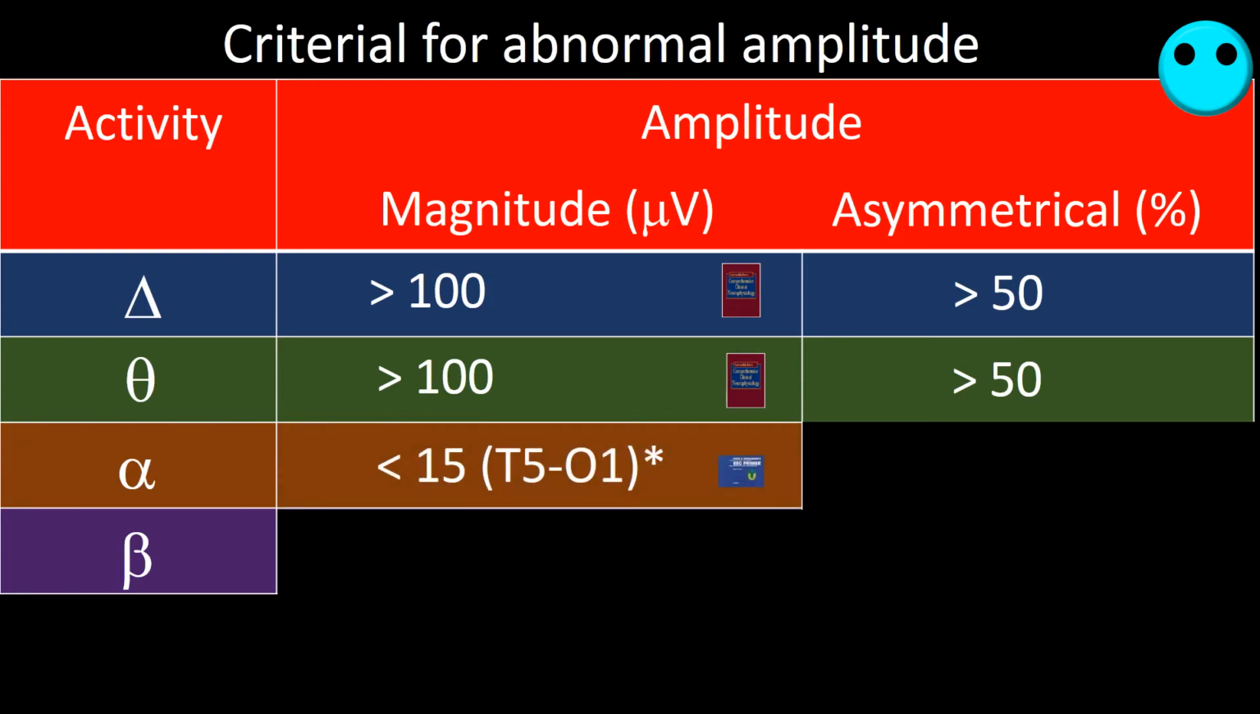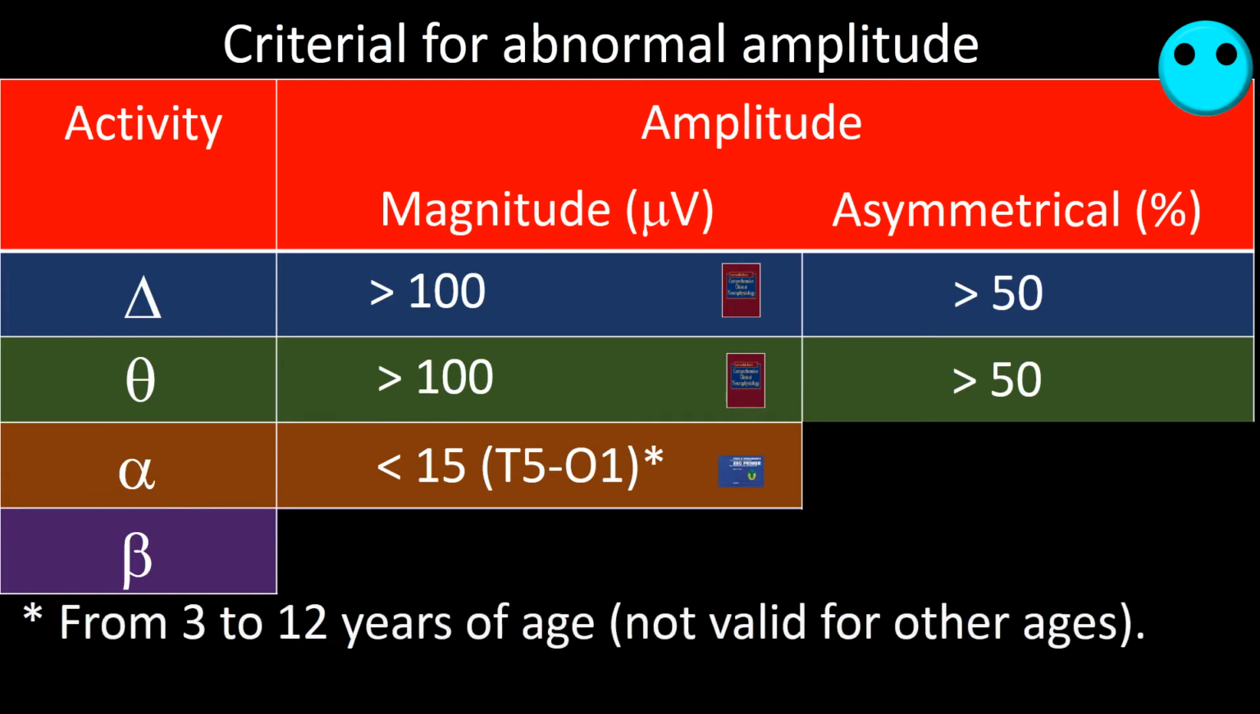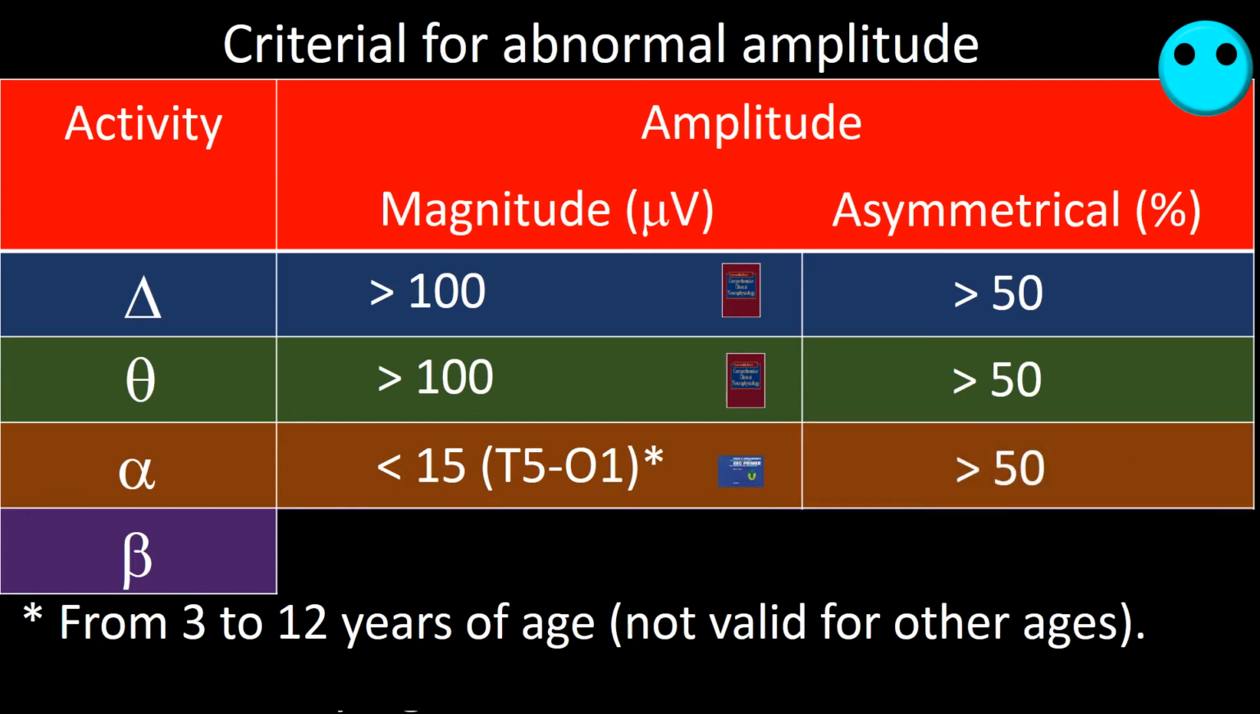Alpha activity of less than 15 microvolts measured from T5 to O1 is mentioned as abnormal in Fish's primer book. That is so if found in children between 3 and 12 years of age. At other ages, amplitude is not considered abnormal based on its amplitude in this book. An alpha asymmetry of above 50% is considered abnormal by all.